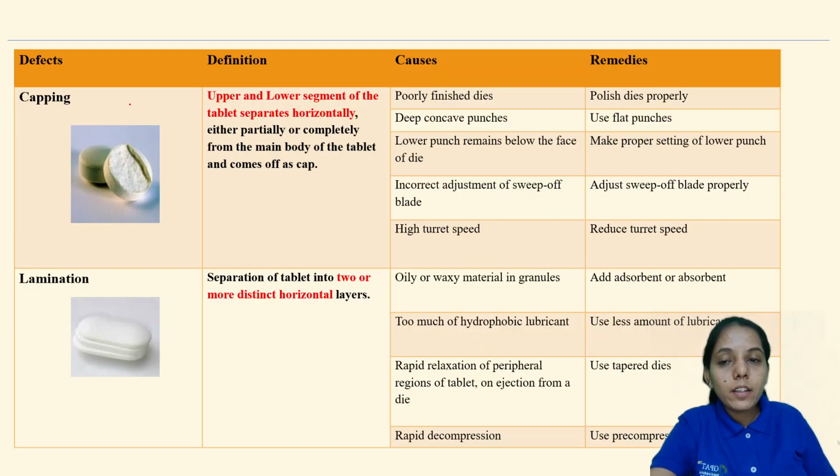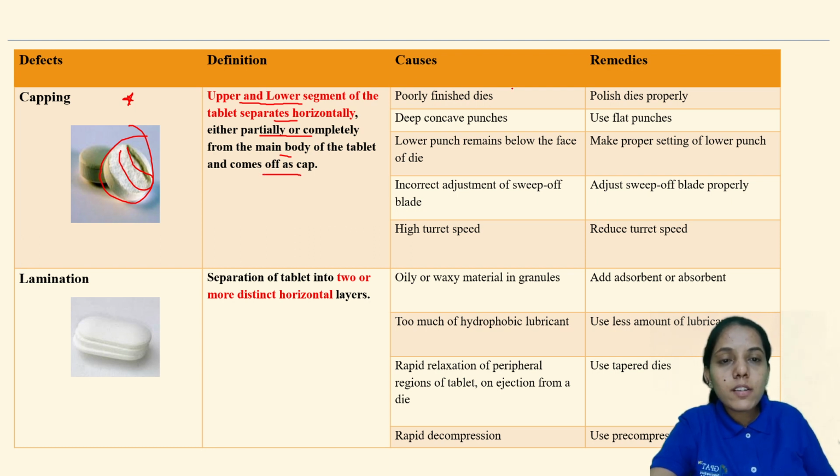So first is capping. Here I have attached the diagram. You can easily see that this is the capping one. See, a little bit portion of the tablet has been removed as a cap. It is like how you remove the cap. So the upper or lower segment of the tablet separates horizontally. It is not breaking, it is a horizontal separation. It can be either partially or completely from the main body. In this case, you can see it is a partial separation, and it comes off as a cap.